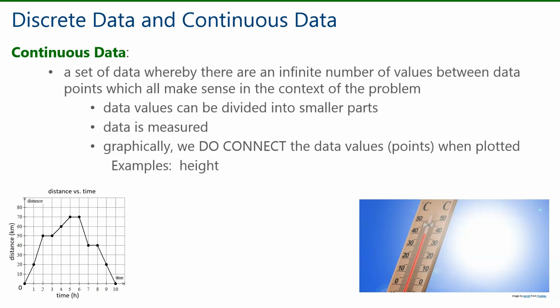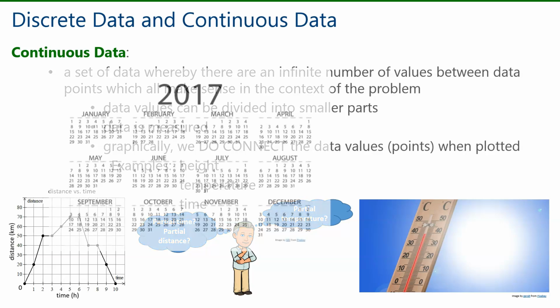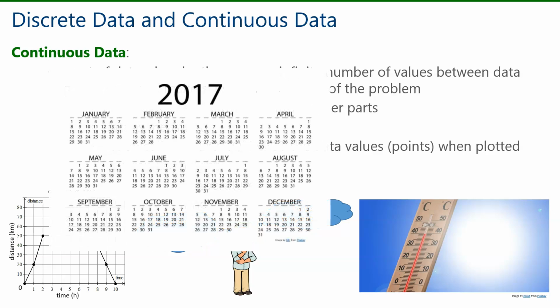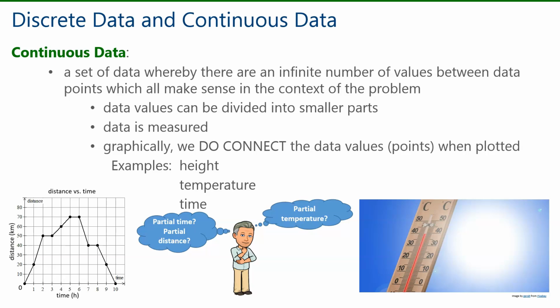Some examples: height, temperature, time. We can have partial height, partial temperature, partial time, all possible. If we consider time, for instance, we can take years, break it down to days, break it down to hours, to minutes, to seconds, to milliseconds. These smaller parts make sense.